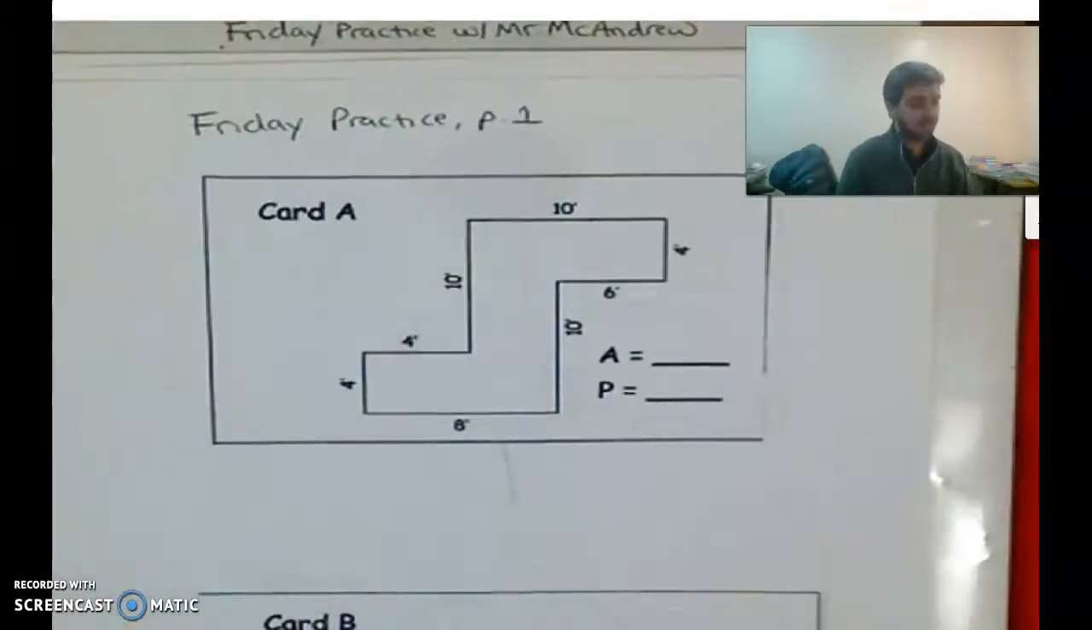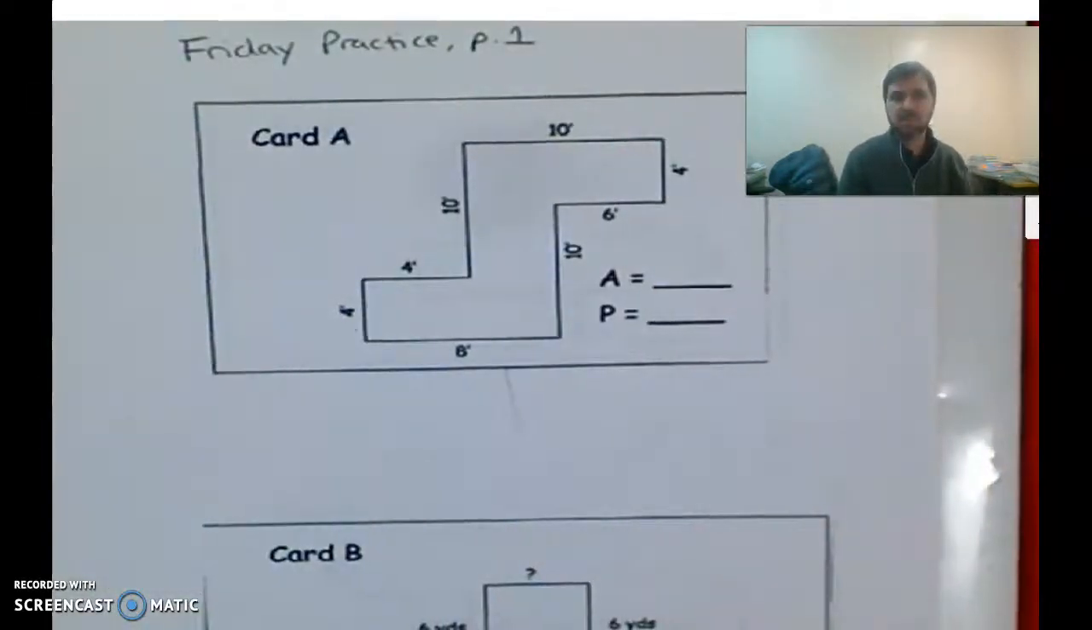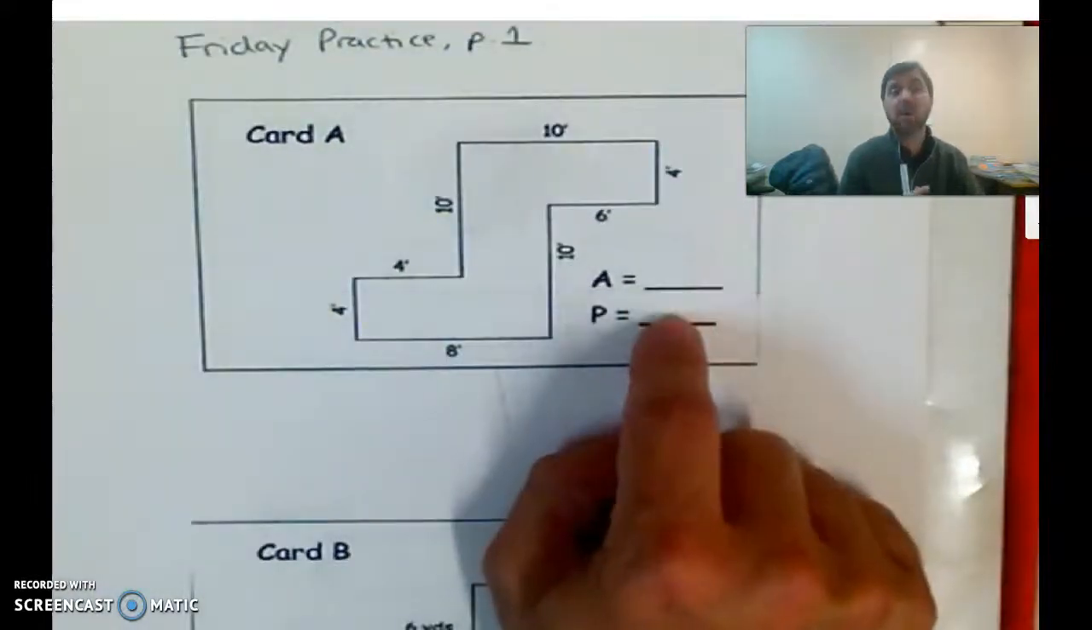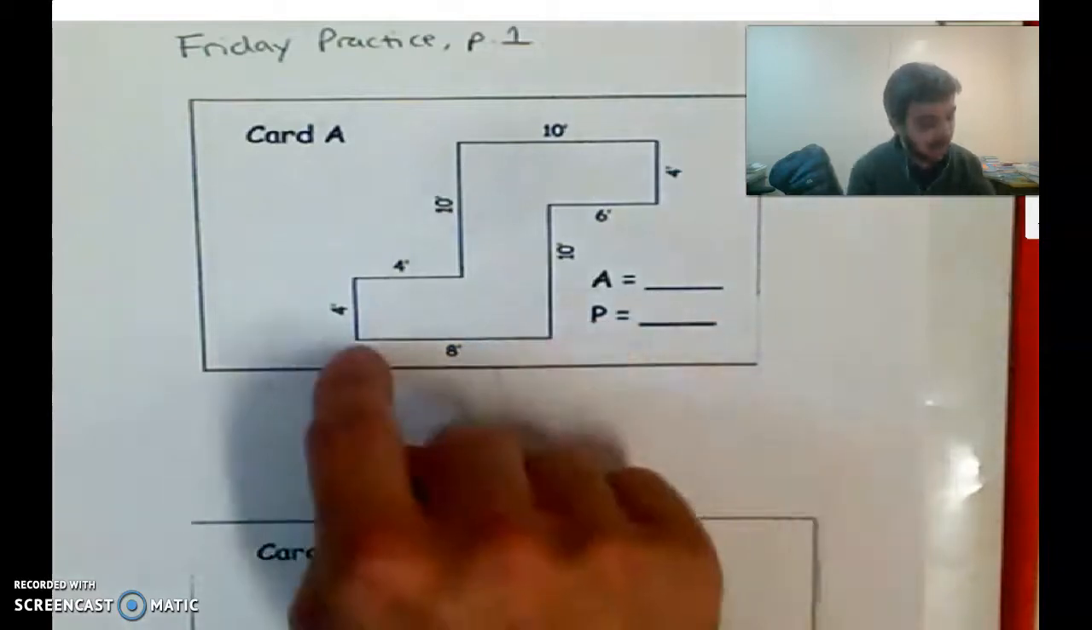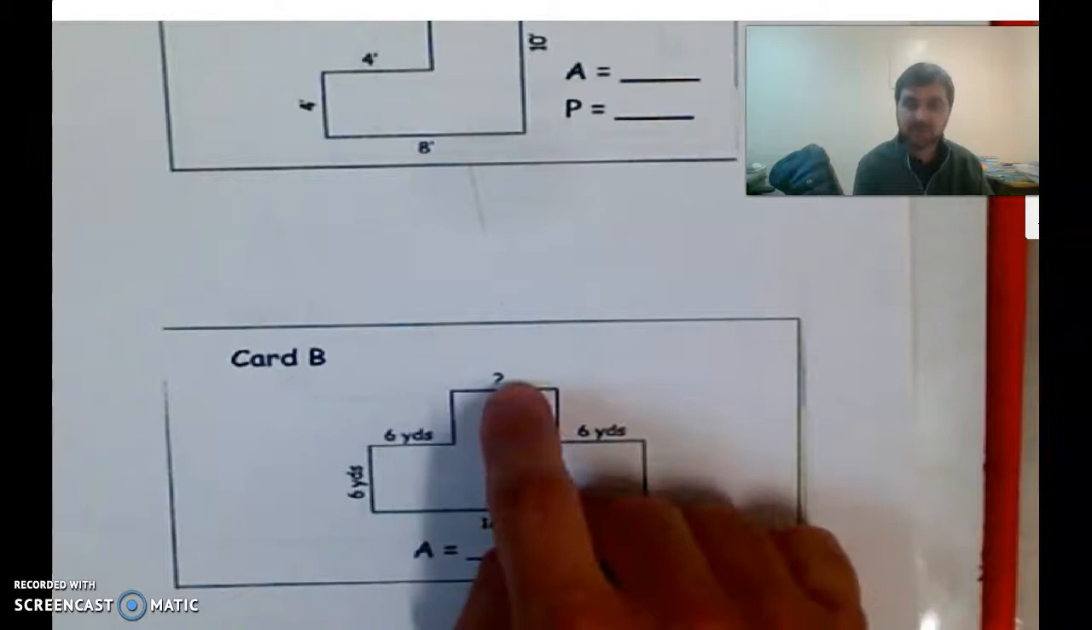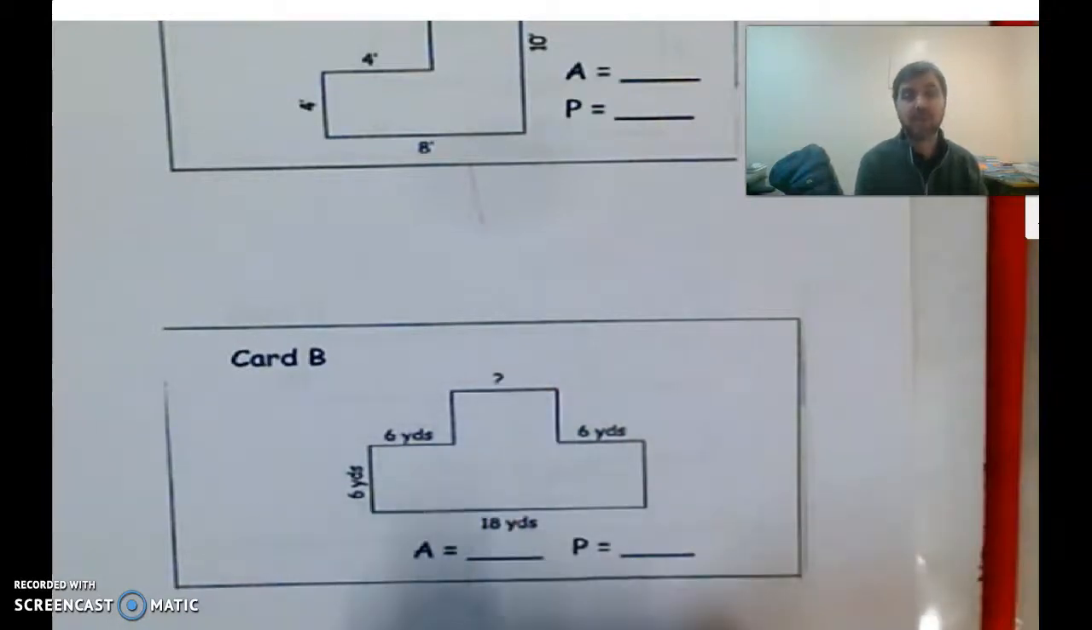Okay, so what I want you to do now, let me show it to you. For each page, there's only 5 problems. For each irregular figure, I want you to find the area and the perimeter. Okay, so you're going to have to add up each side. And in some cases, like down here, it doesn't give you the side. So you have to figure that out using the strategies I've been showing you.